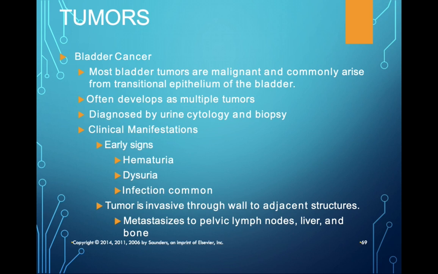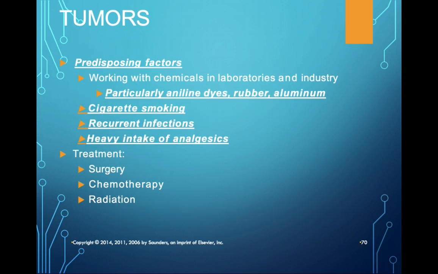Bladder cancer. Most bladder tumors are malignant, and they commonly arise from transitional epithelium. Remember, there was cuboidal epithelium, stratified epithelium, columnar epithelium, and then there's transitional. Transitional is specific for the urinary bladder. They often develop as multiple tumors. They're diagnosed with urine cytology and biopsy. And the early manifestations are going to be hematuria, dysuria, right, painful urination, and infection. The tumor is invasive through the wall and to all the adjacent structures, and it can metastasize to the lymph nodes, the liver, and the bone.